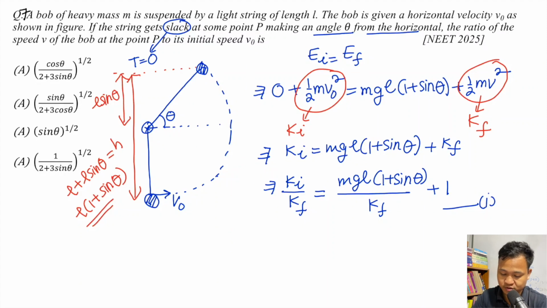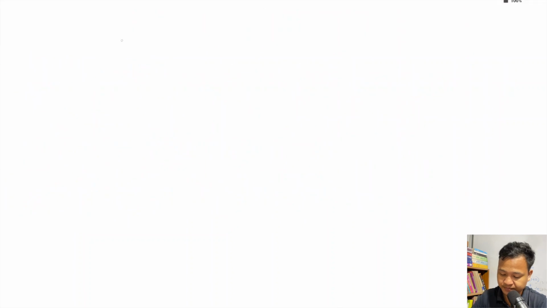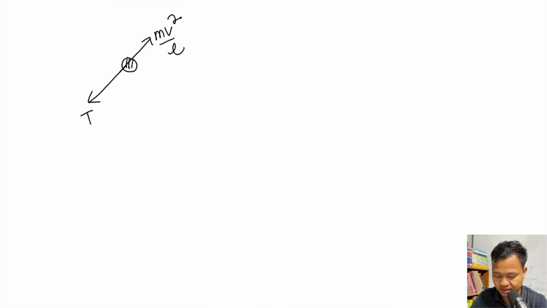Next, the force equations. At this point, you write a force equation. So I will have something like this: tension is opposite, I have m v squared by L in the outward direction, and I have m g downwards. At the angle with the horizontal as theta, so this is also theta.